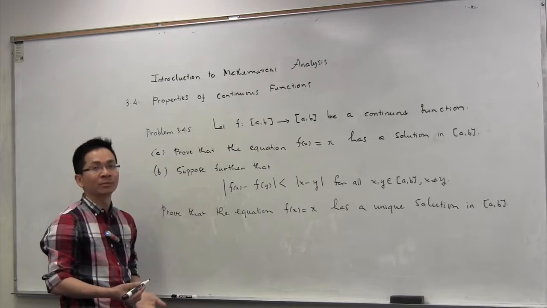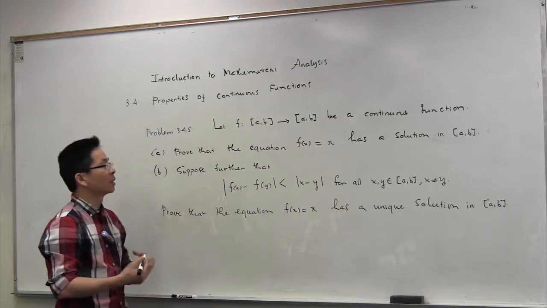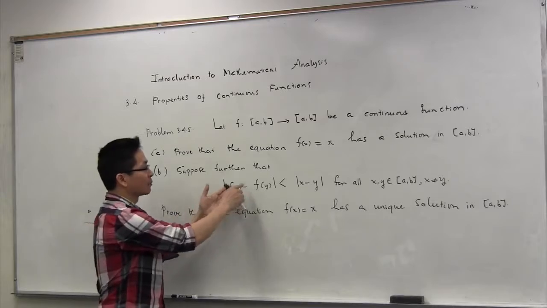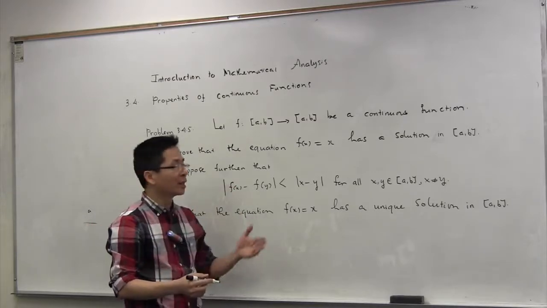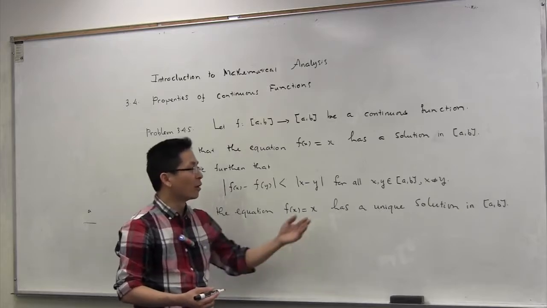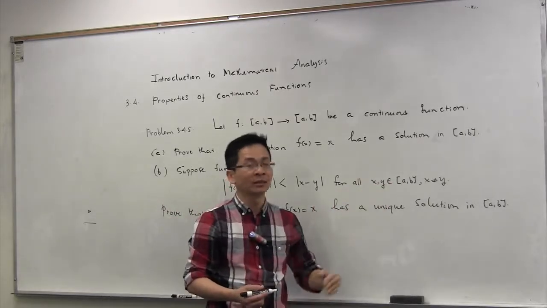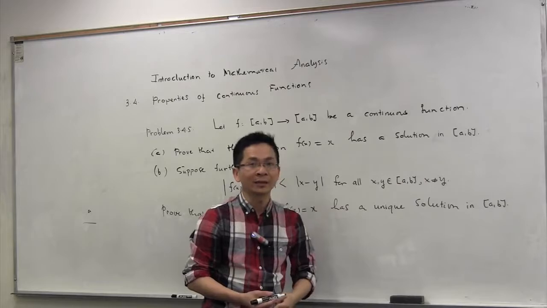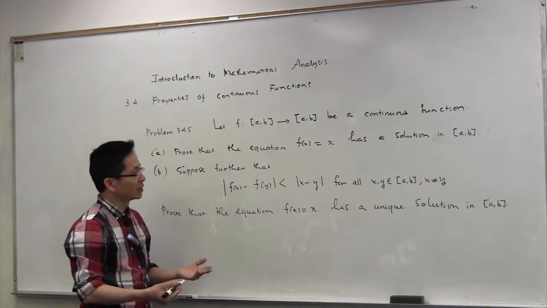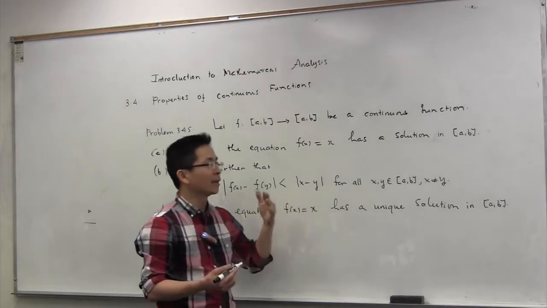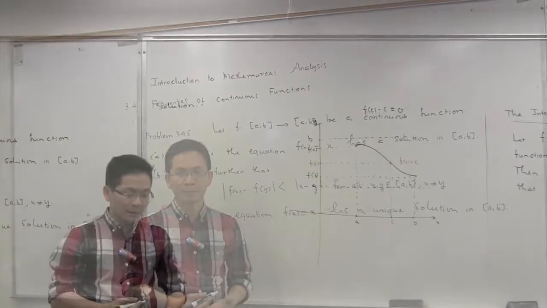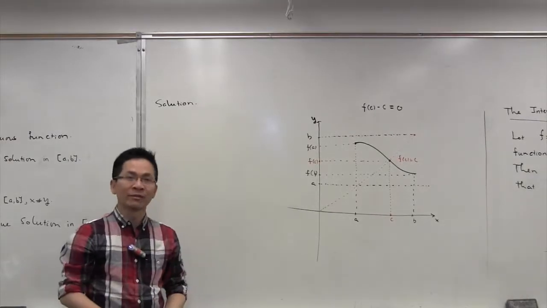In the second part of the problem, we impose an additional condition that the absolute value of f of x minus f of y is strictly less than the absolute value of x minus y for all x and y in the interval AB, and x is not equal to y. And then we have to prove that the equation f of x equals x has a unique solution in the interval AB. Now, we are ready to solve the problem.